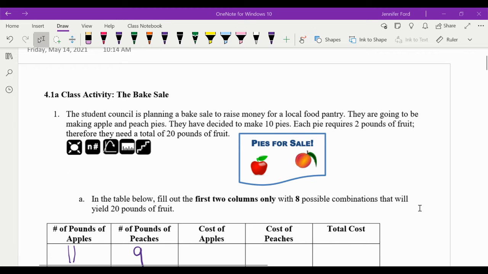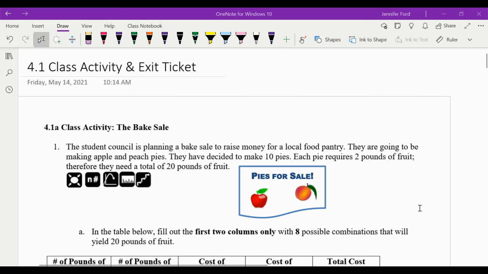Okay, so it says the student council is planning a bake sale to raise money for a local food pantry. They are going to be making apple and peach pies. They have decided to make 10 pies. Each pie requires 2 pounds of fruit, therefore, they need a total of 20 pounds of fruit. I'm just highlighting that to help us remember.